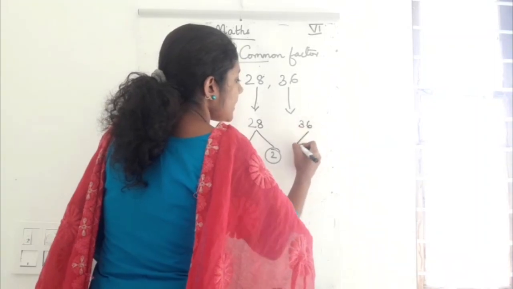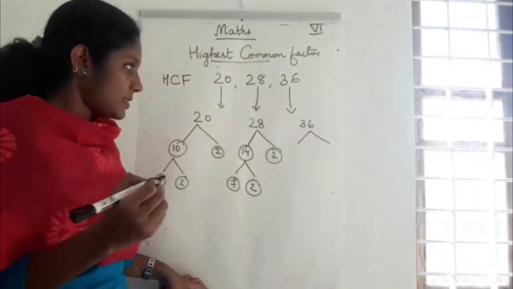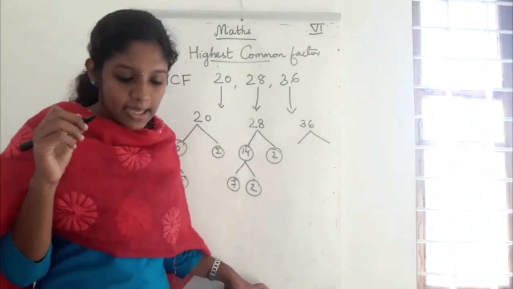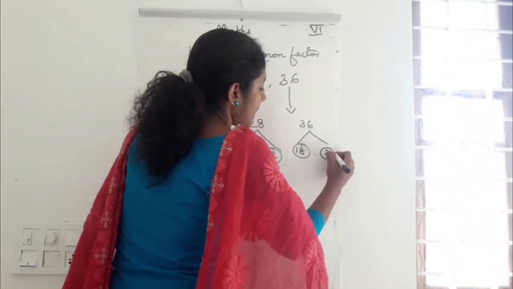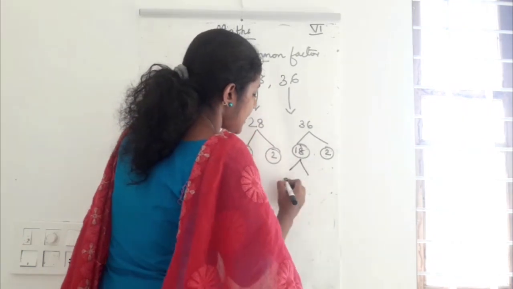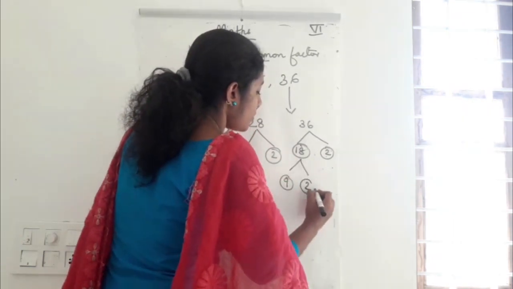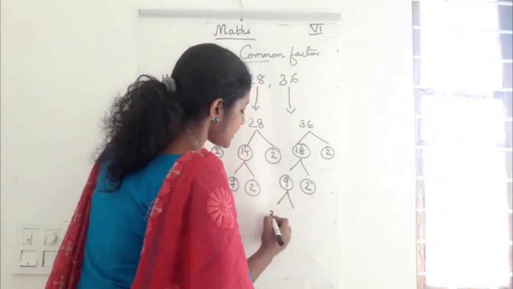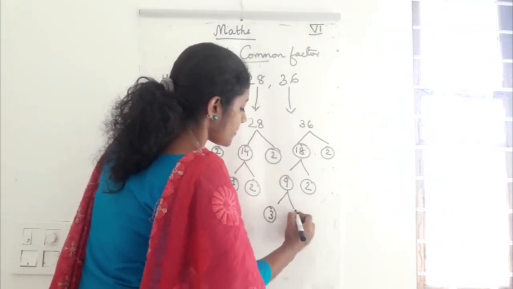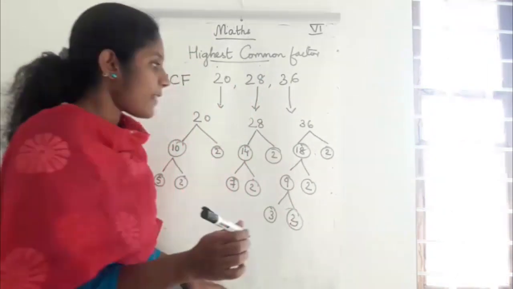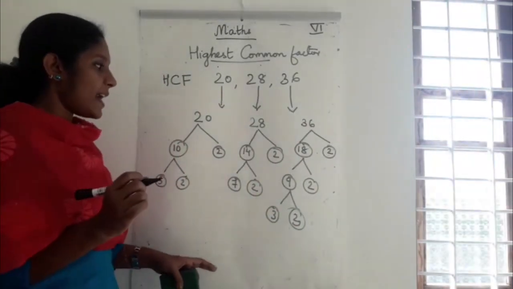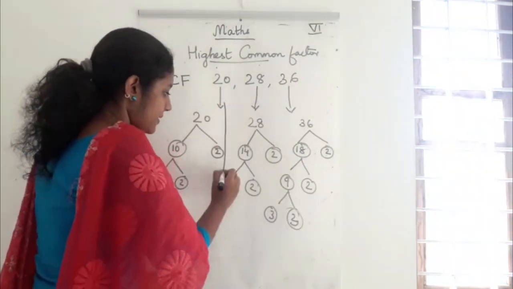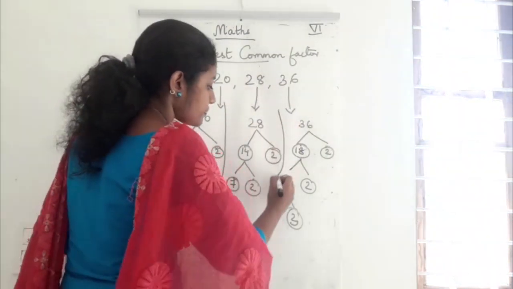36 can be written as 18 into 2. Okay. Then 18 can again be written as 9 into 2. Now 9 can again be written as 3 into 3. Now the prime factors are 3 and 2. Okay. So from this we will find the common factors. Prime factorization tree is done.